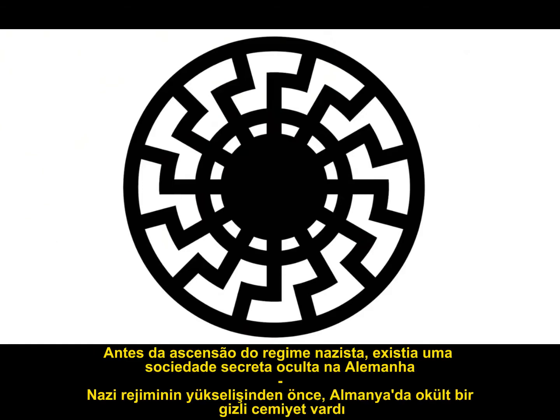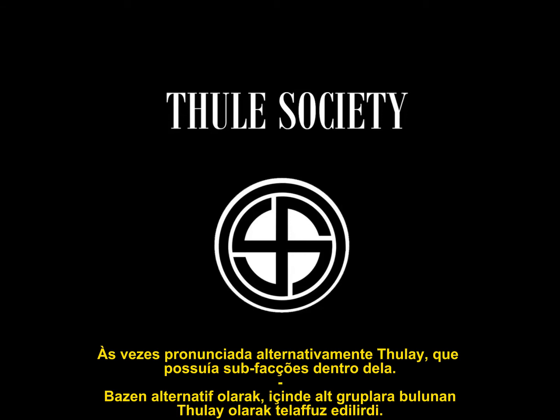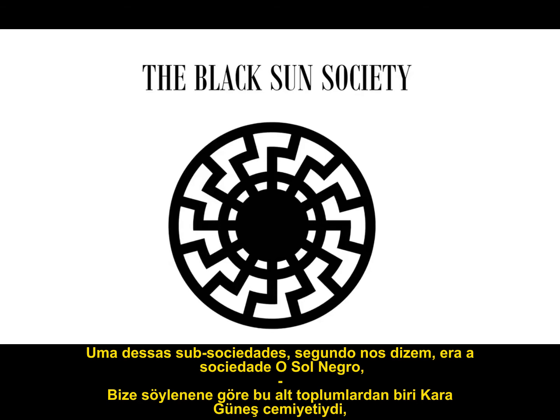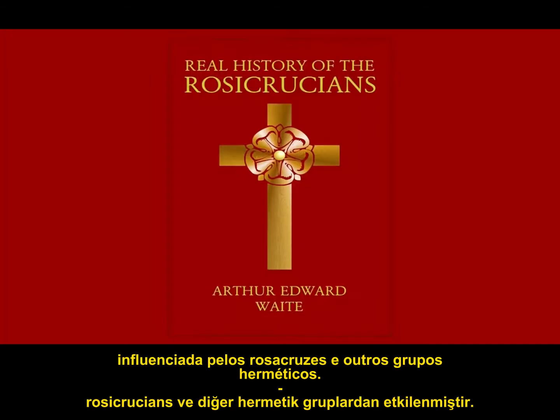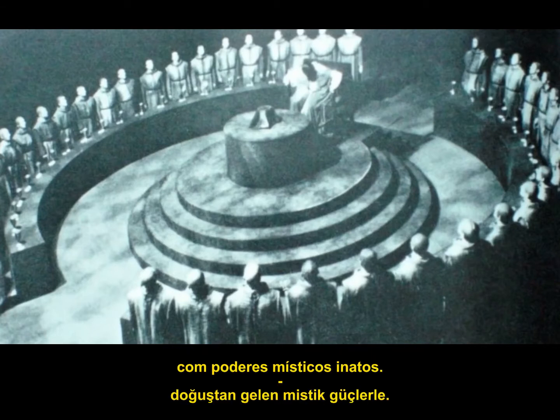Prior to the rise of the Nazi regime, there existed an occult secret society within Germany called the Thule Society, sometimes alternatively pronounced Thule, that had sub-factions within it. One of these sub-societies, we are told, was the Black Sun Society. Influenced by the Rosicrucians and other Hermetic groups, the Thule Society placed special emphasis on the superiority of an alleged Aryan race with innate mystical powers.